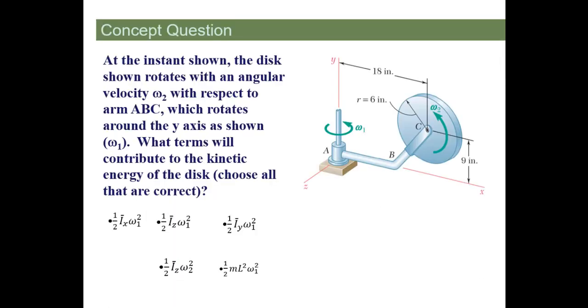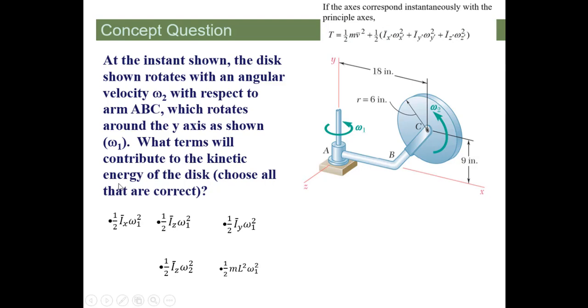Okay, here's another concept question. So we have the same setup that we had before. The disk is rotating with angular velocity omega 2 with respect to the arm ABC. So we have this omega 2 in the z direction. And we also have omega 1, that the whole thing is swinging around this y-axis. What terms will contribute to the kinetic energy of the disk? So we have a bunch of stuff down here. Which ones would go into our kinetic energy?